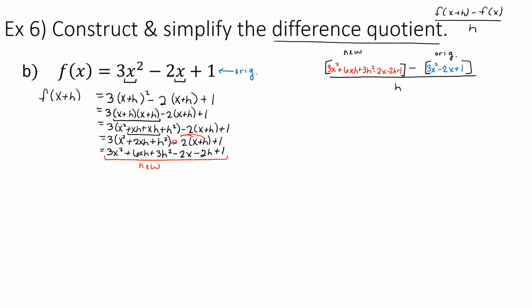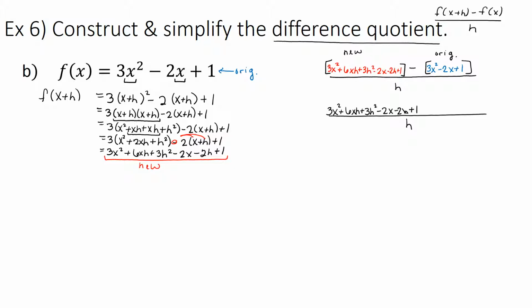From here, we just need to mesh it all together. So again, in the first parenthesis, the new function, we check and see, is there anything in front to distribute? Is there any reason to keep those brackets? And the answer is no. So now we can confidently write it as it is: 3x squared plus 6xh plus 3h squared minus 2x minus 2h plus 1. Okay, so we checked the first parenthesis set. There's nothing to distribute. Now we check the second one.